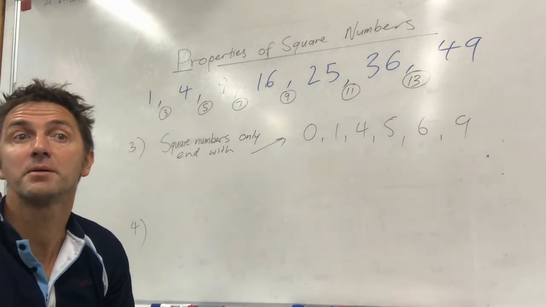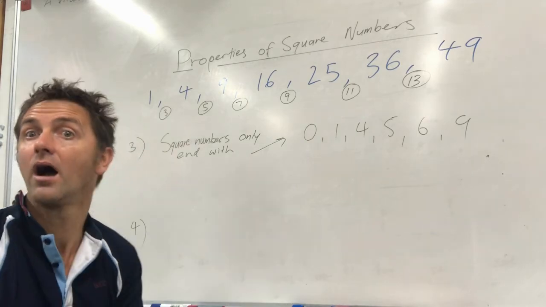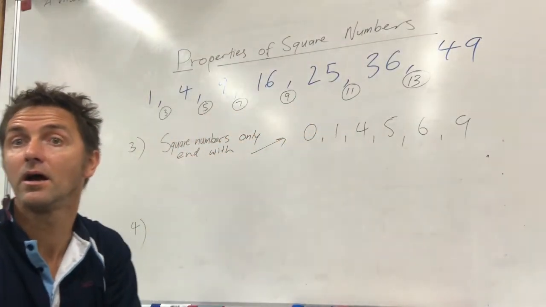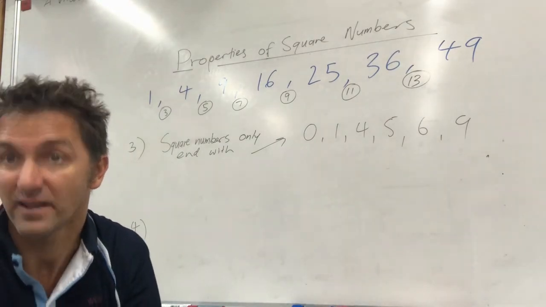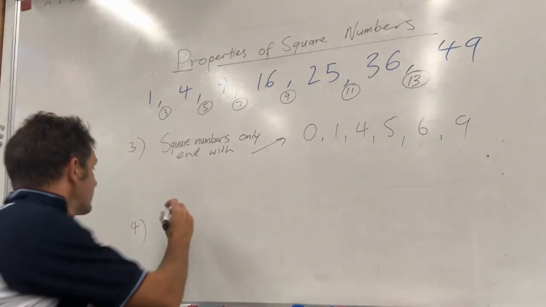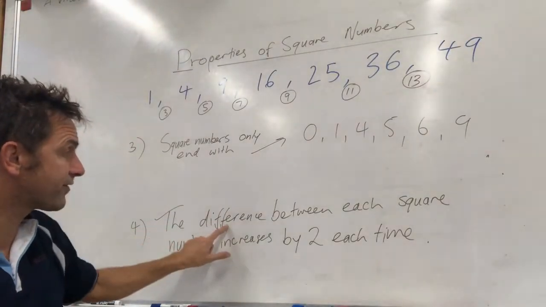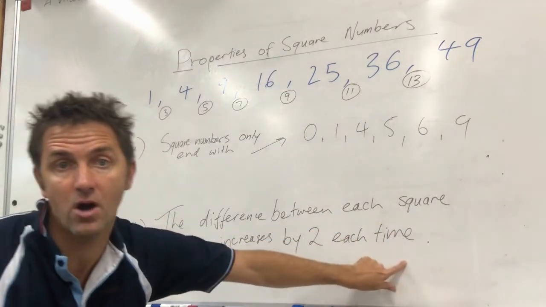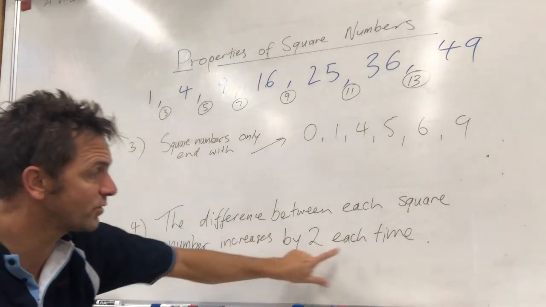The difference between each square number increases by 3, 5, 7, 9, 11, 13. The difference between each square number increases by? Yeah, each time. Here's the rule. Right, write this down. The difference between each square number increases by 2 each time.